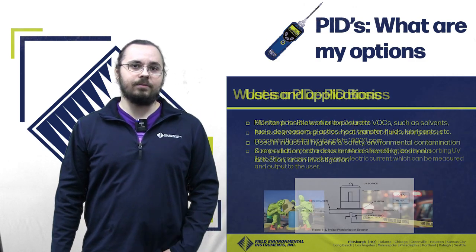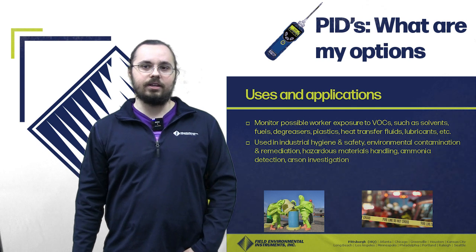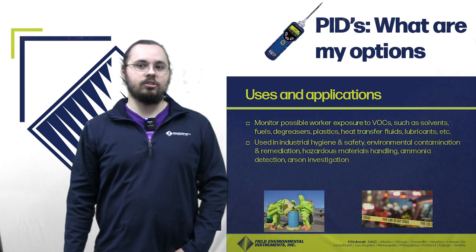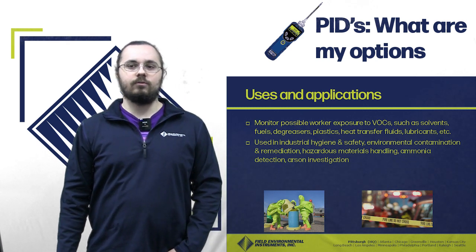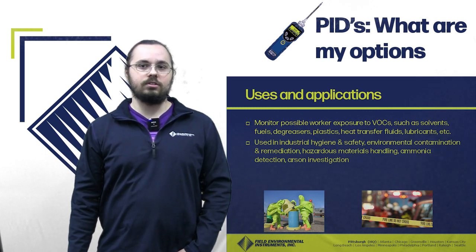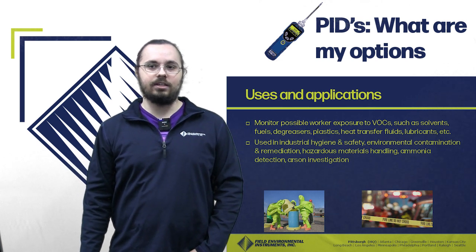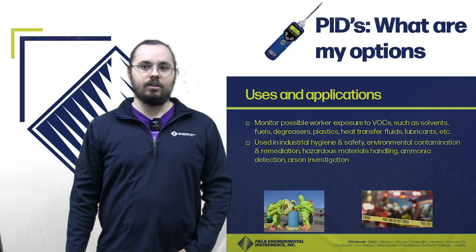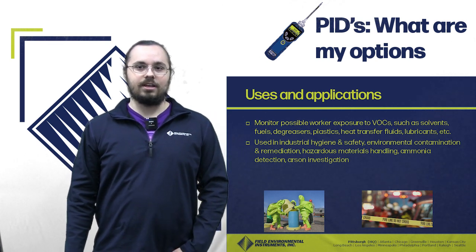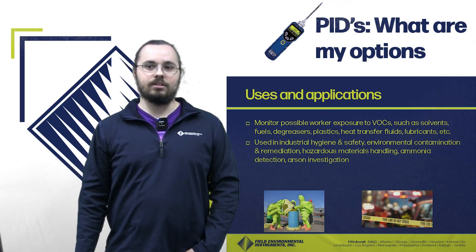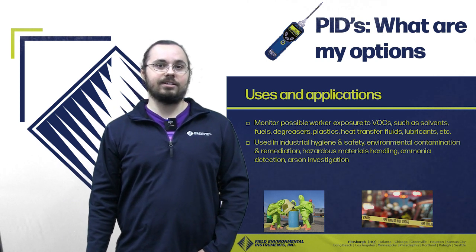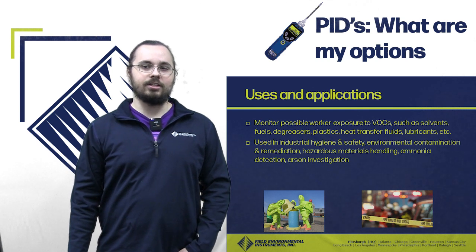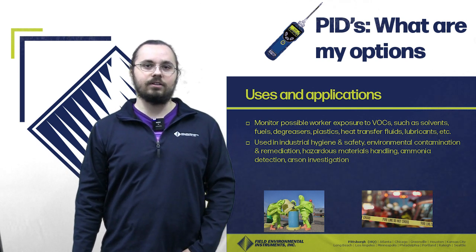So, what are some typical applications and uses for PIDs? Mainly these are used to monitor possible worker exposure to VOCs, which can be found in the forms of solvents, fuels, degreasers, plastics, heat transfer fluids, lubricants, and more. As you might know, since this is the HAZWOPER, they are primarily used in the industrial hygiene and safety industry, and in environmental contamination and remediation, along with hazardous materials handling.